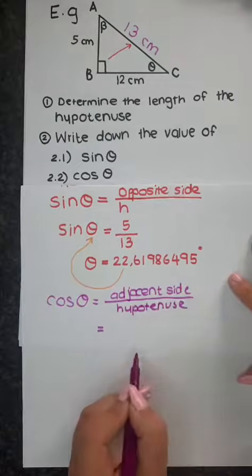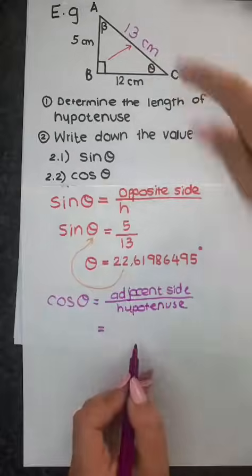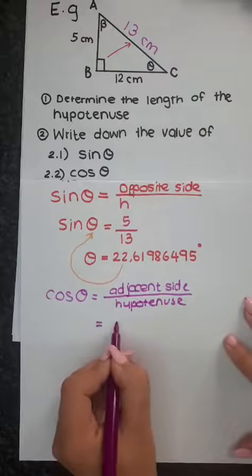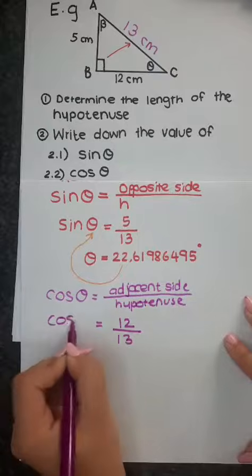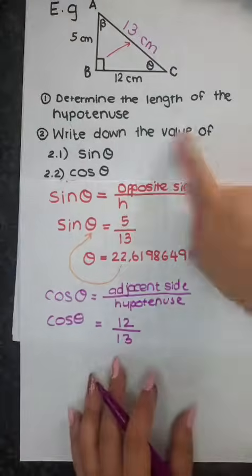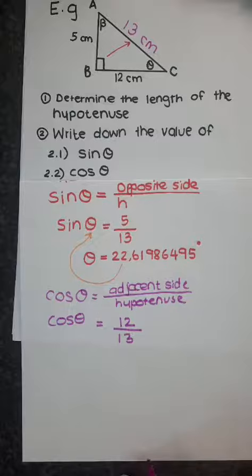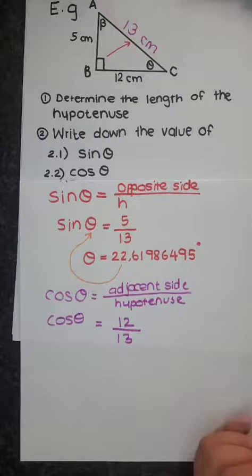So what is the adjacent side? 12, right? My adjacent side is 12. My hypotenuse is 13. So if the question just says write down the value of cos theta, you leave it like that. Okay? Right.